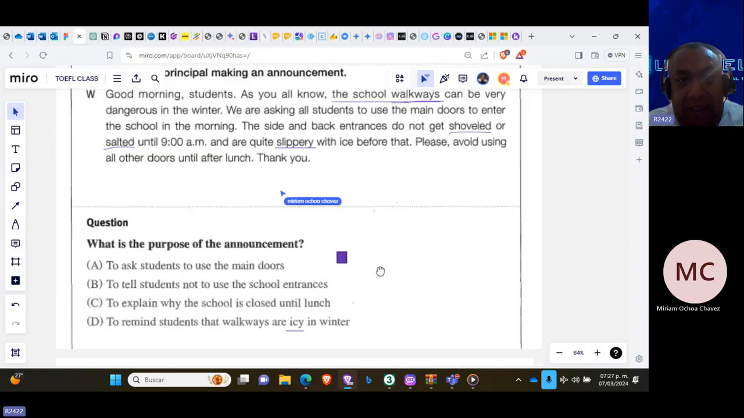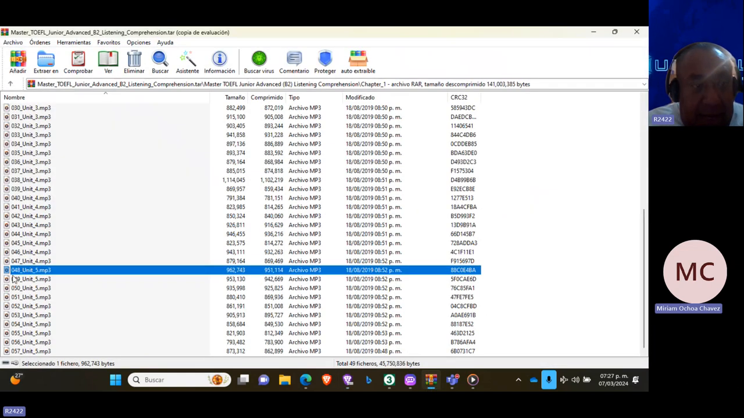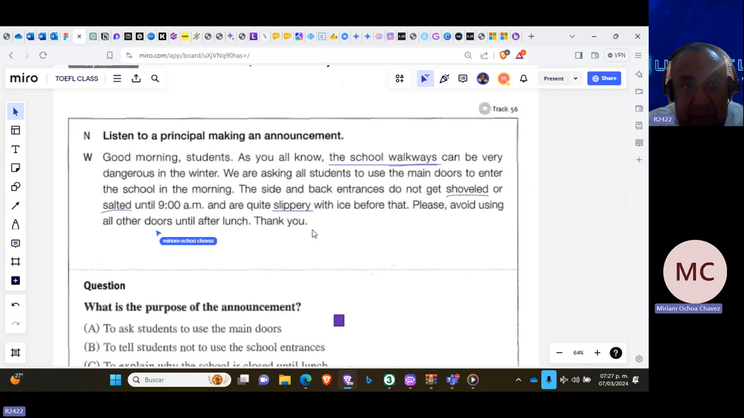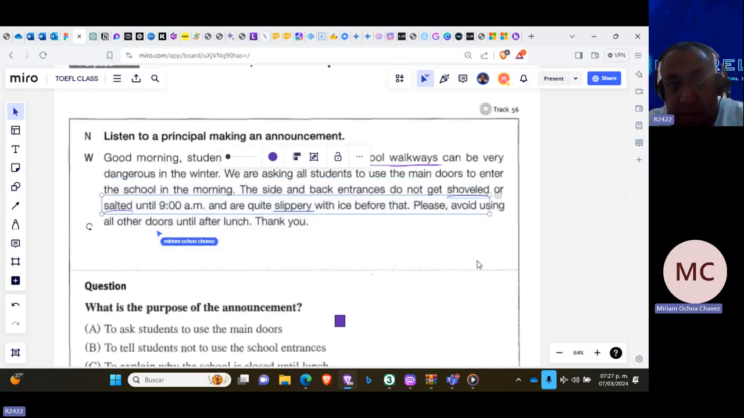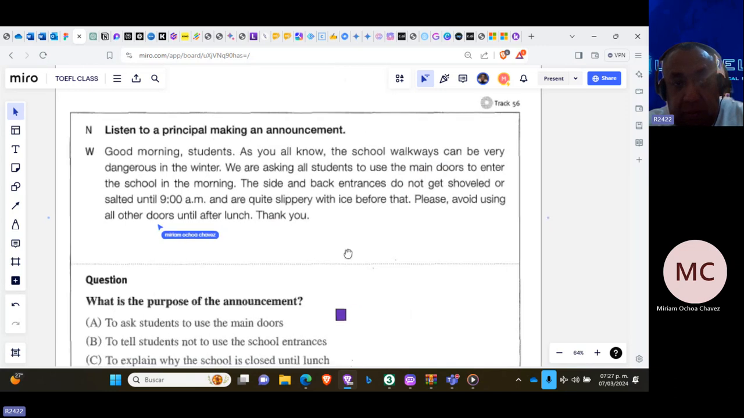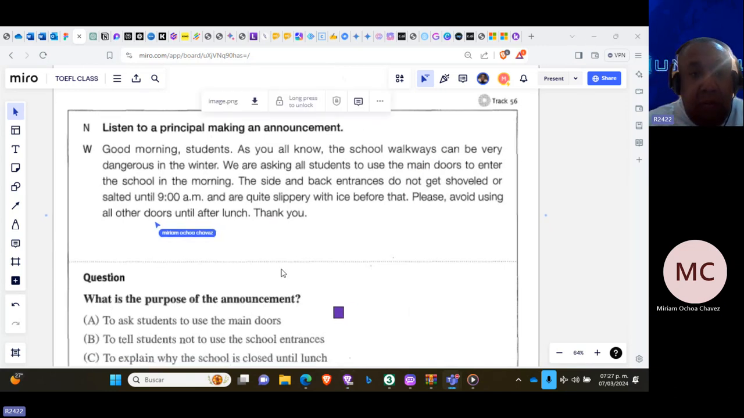Okay, so listen to this part, okay? Announcement or talk example. Listen to a principal making an announcement. Good morning, students. As you all know, the school walkways can be very dangerous in the winter. We are asking all students to use the main doors to enter the school in the morning. The side and back entrances do not get shoveled or salted until 9 a.m. and are quite slippery with ice before that. Please avoid using all other doors until after lunch. Thank you.